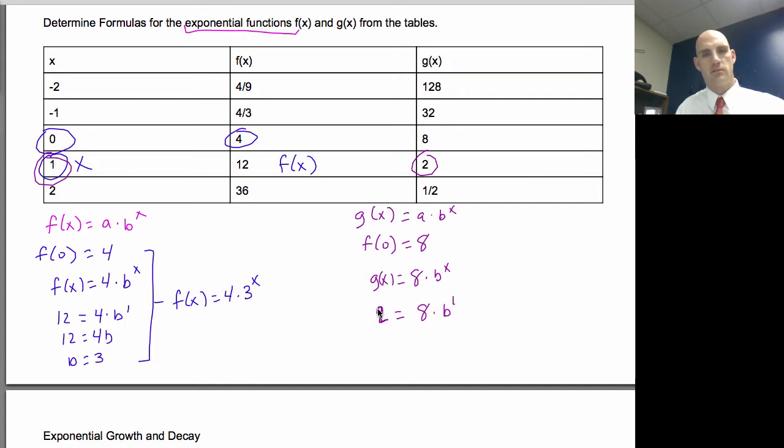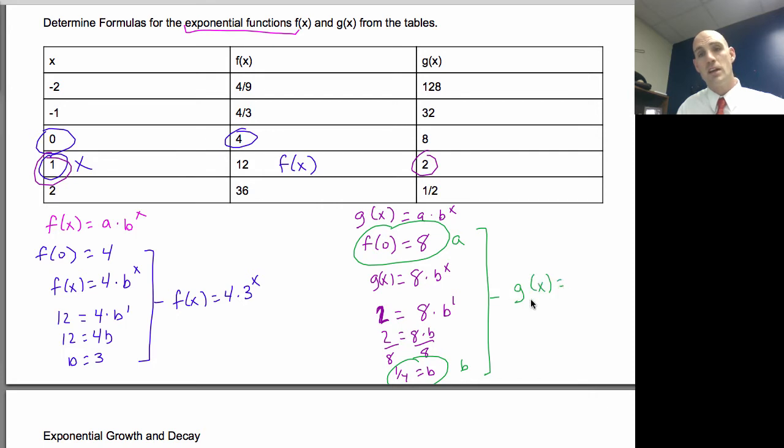Sorry, that's my f of x. Started looking at that and it wasn't right. So my g of x, so that's 2, is equal to 8 times b to the first. That's my x. And so 2 equals 8 times b, divided by 8. So 1/4 equals b. So what have I got? I've got my f of 0, this is my a. I've got my 1/4, this is my b. When I put it all together, I've got g of x equals a, 8 times b to the x. 8 times 1/4 to the x.